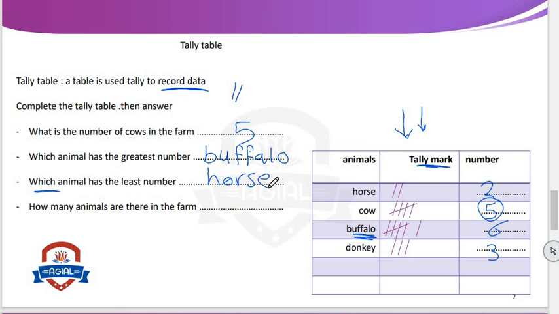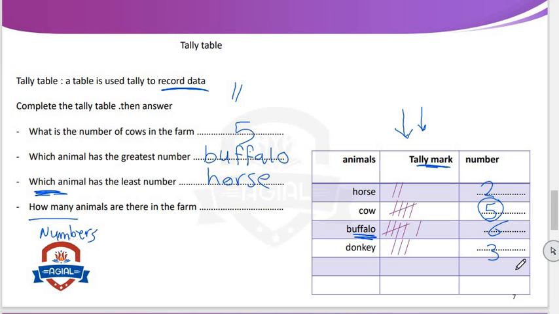Don't write two, because which animal? Ask about the name of animal, not ask about numbers. Okay, the last one, how many? How many ask about what? Super. How many ask about numbers. How many animals are there in the farm? All animals? Yes, all animals in the farm. So we will find the total of it.